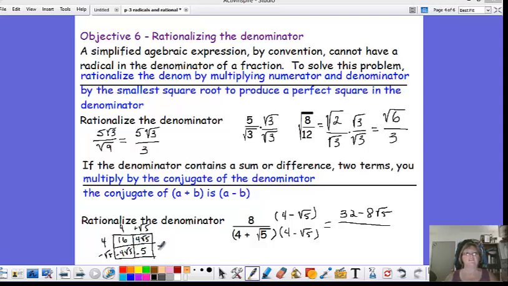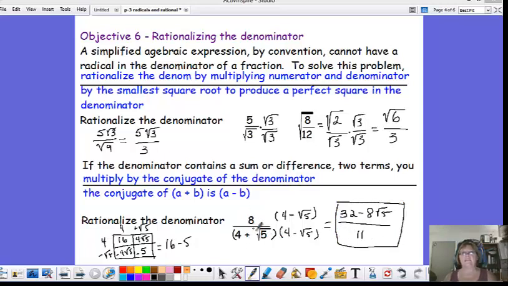So we're just left with 16 minus 5, which is 11, right? 11 doesn't have any factors. There's no reducing that can be done. We've rationalized this denominator, and we did it by multiplying by the conjugate of what was on the bottom.